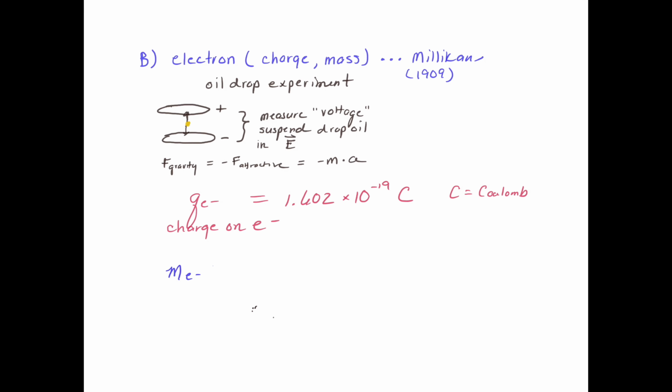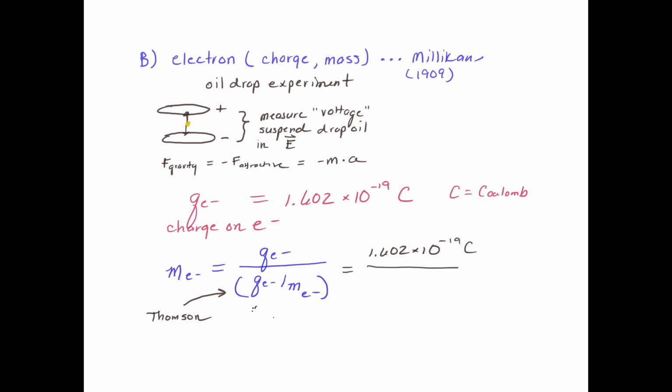And then coupled with the information from Thomson, which was the charge to mass ratio, if you take the charge of the electron and divide by the charge to mass ratio, you get the mass of the electron. Really neat. So I'm going to show you here plugging in the values that both of these scientists were able to derive through experimental data.